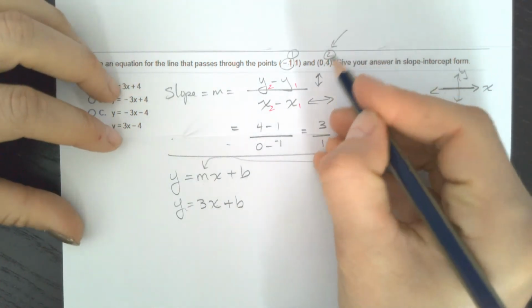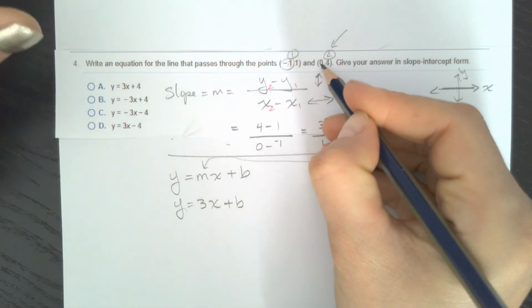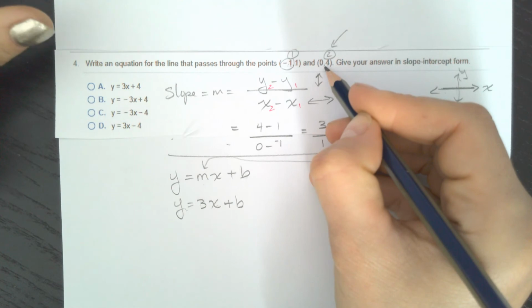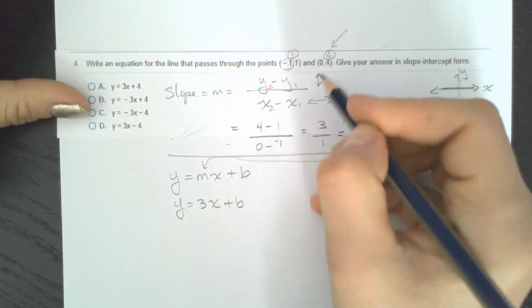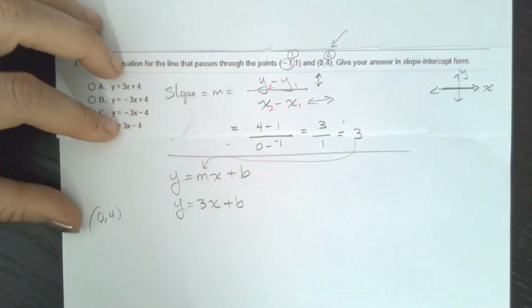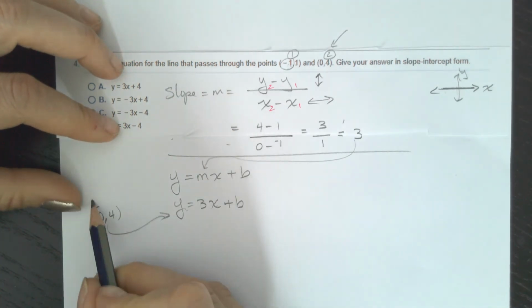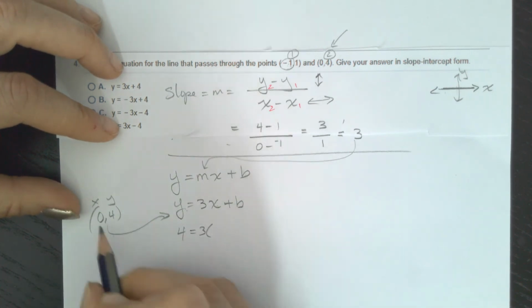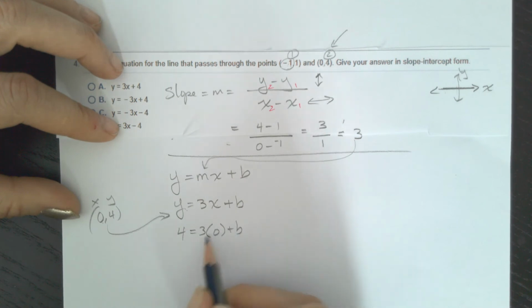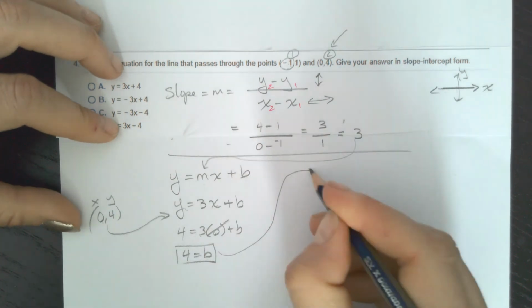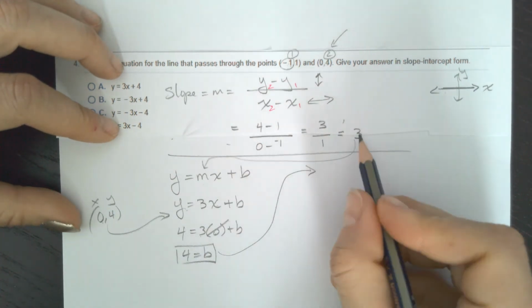Some people will go, oh, there's a 0 here, that looks easier. Some people see the 0 and say, I don't know, weird things happen when I have a 0, so I'm going to pick this one. It doesn't matter. You just pick which one you want. I'm going to pick 0, 4. And I'm going to substitute it in here. So that's my x, that's my y. So my y is 4, x is 0. So 3 times 0 is 0. So b equals 4.